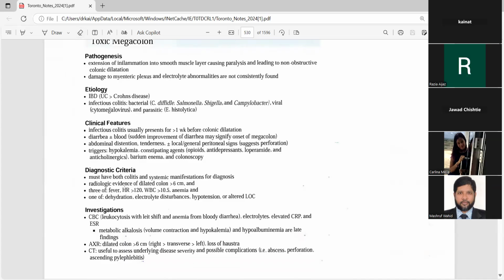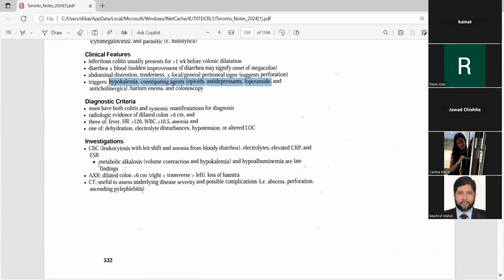Then the IBD, infectious colitis. Clinically, infectious colitis is one of the main presentations, usually present for more than 1 week before the colonic dilation. So diarrhea, with or without blood. Abdominal distension, tenderness, hypokalemia, constipating agents, all of these we already discussed. These are the main triggers for the obstruction.